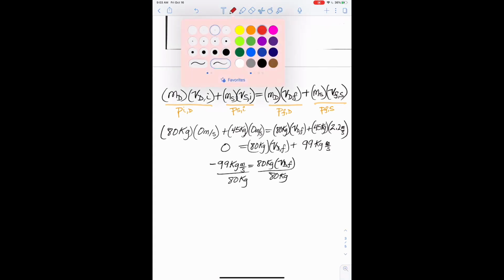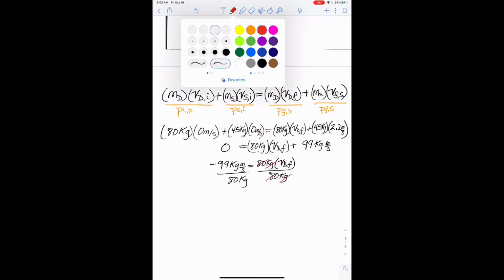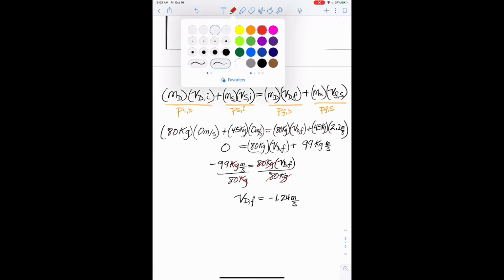Cancel that away. And we're left with VDF is equal to a negative 99 over 80, which is negative 1.24 meters per second. Notice the kilograms canceled away over here too. Okay, so this is our final answer, right?